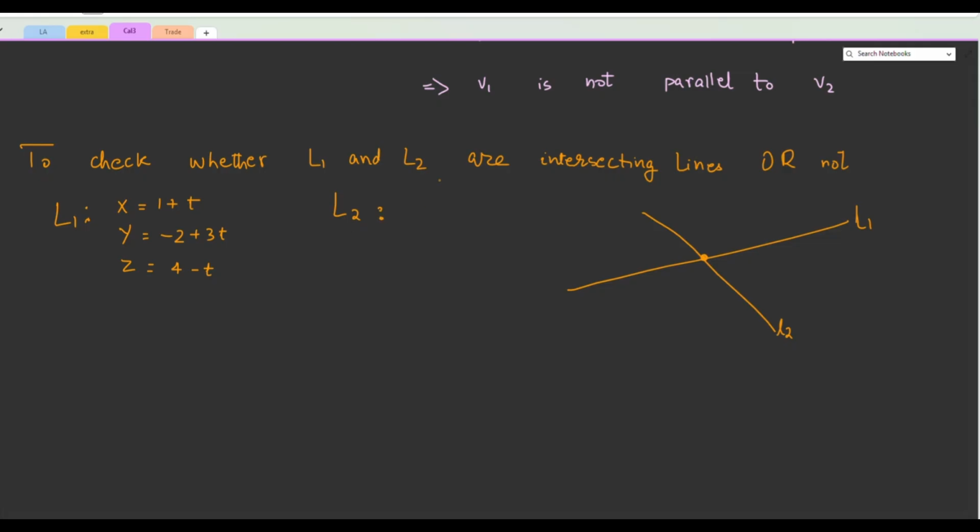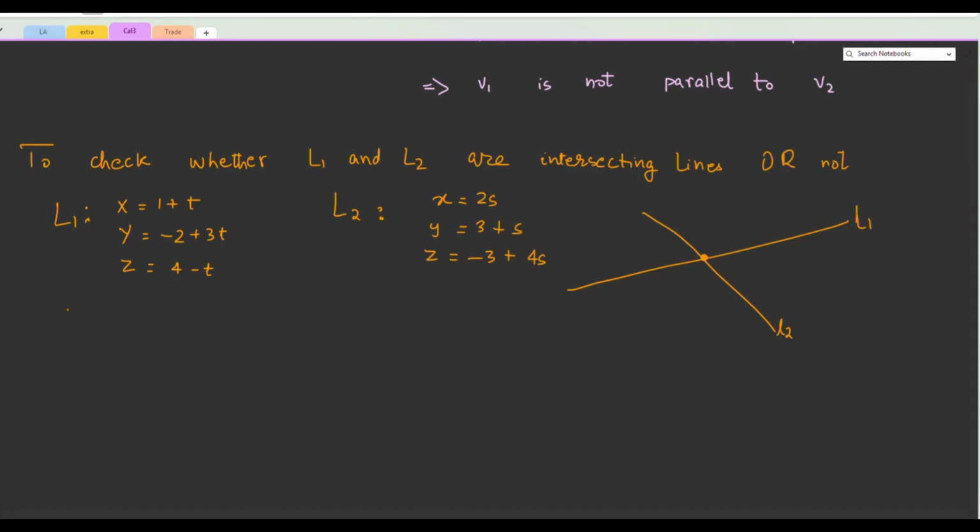And the line L2 is x equals 2s, y equals 3 plus s, and z equals minus 3 plus 4s. So if at the point of intersection both of these two lines give us the same coordinate, okay, at the point of intersection both of them will give us the same point.